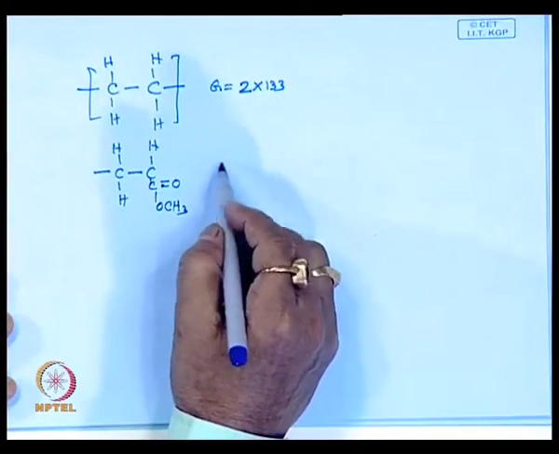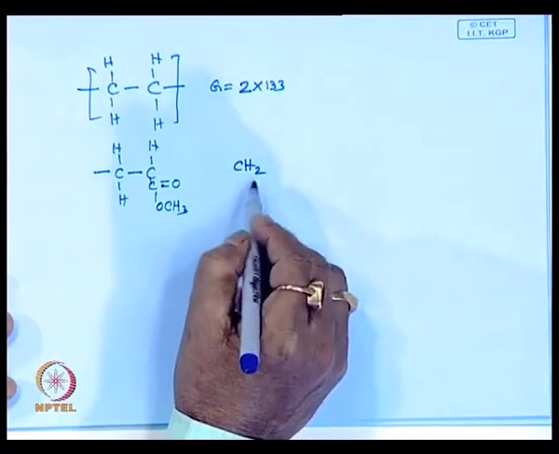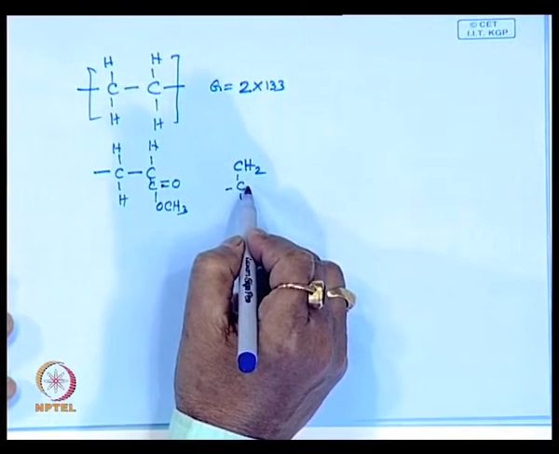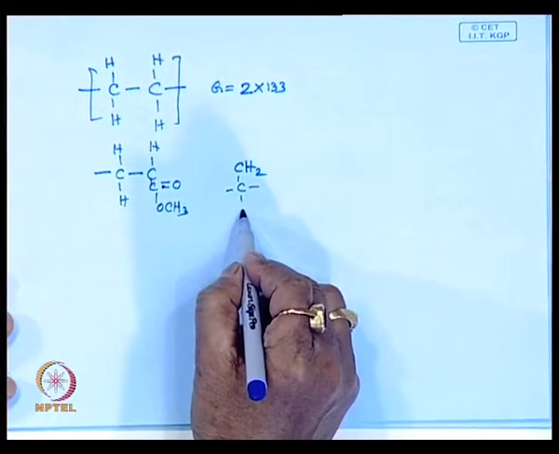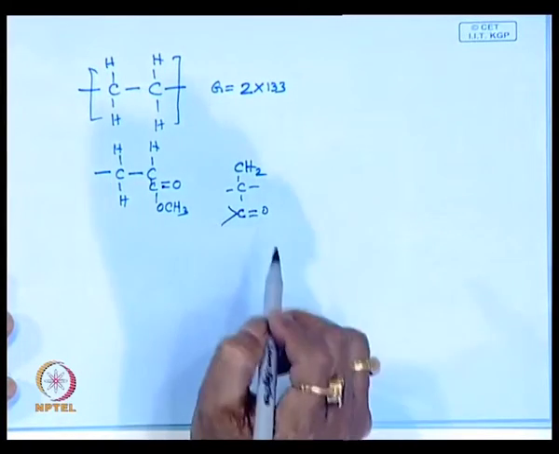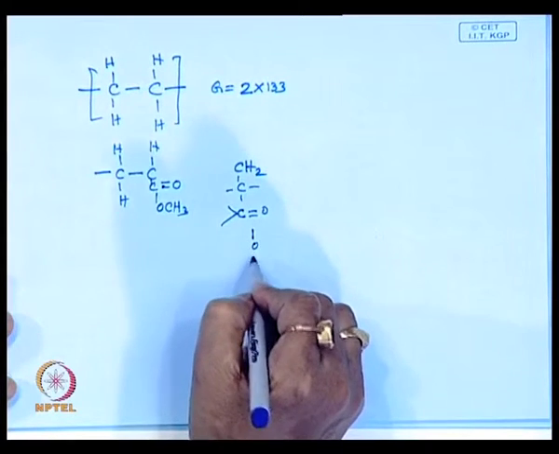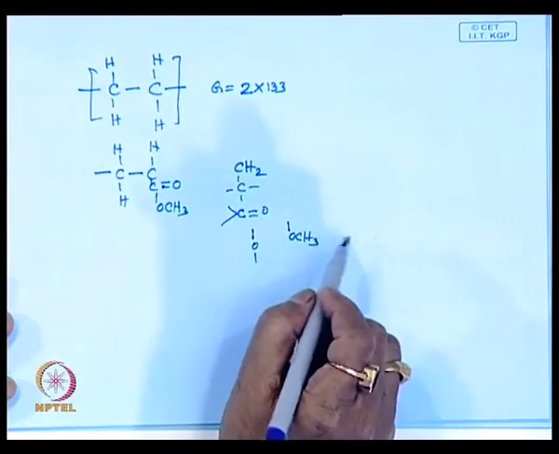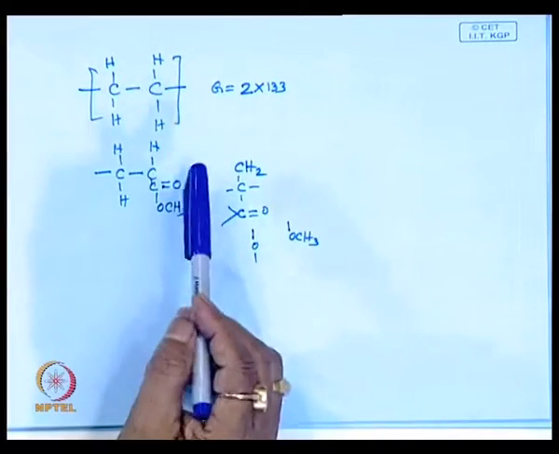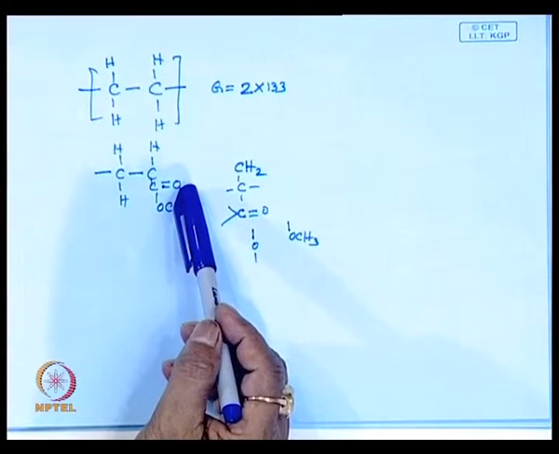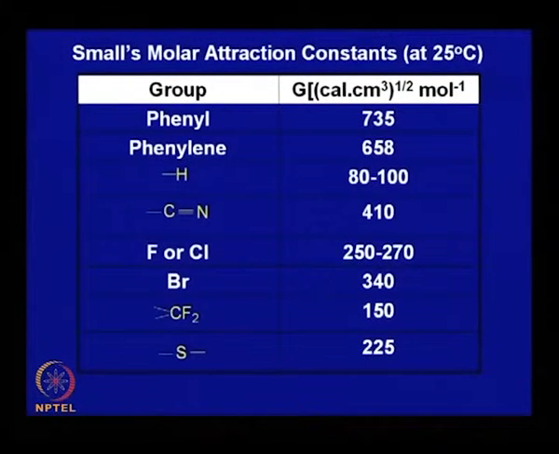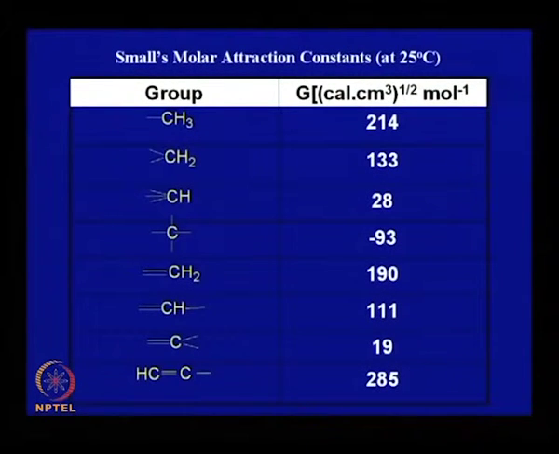Here you have to have the contribution from CH2, the contribution from CH, like this. You have to have the contribution from this, the contribution from oxygen, or the contribution from OCH3. All these contributions for different groups present in the repeat unit formula are needed, and if these data are available for different groups, you see only a few examples are given here.